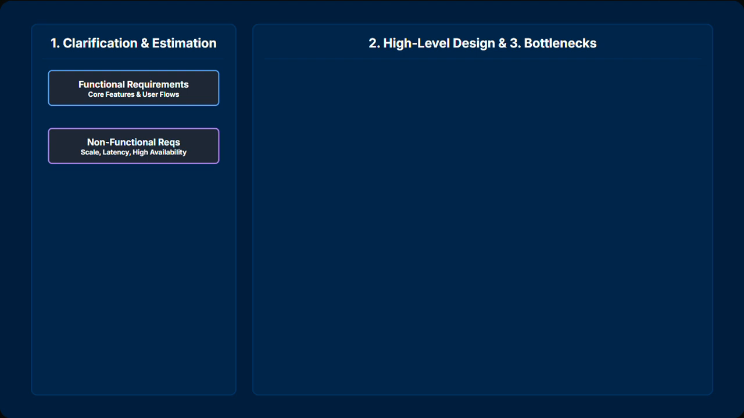Next, we establish non-functional requirements. This means defining the system's scale, expected latency, and high availability targets. Are we designing for high read throughput? This frames our boundaries. Moving to back-of-the-envelope estimation.